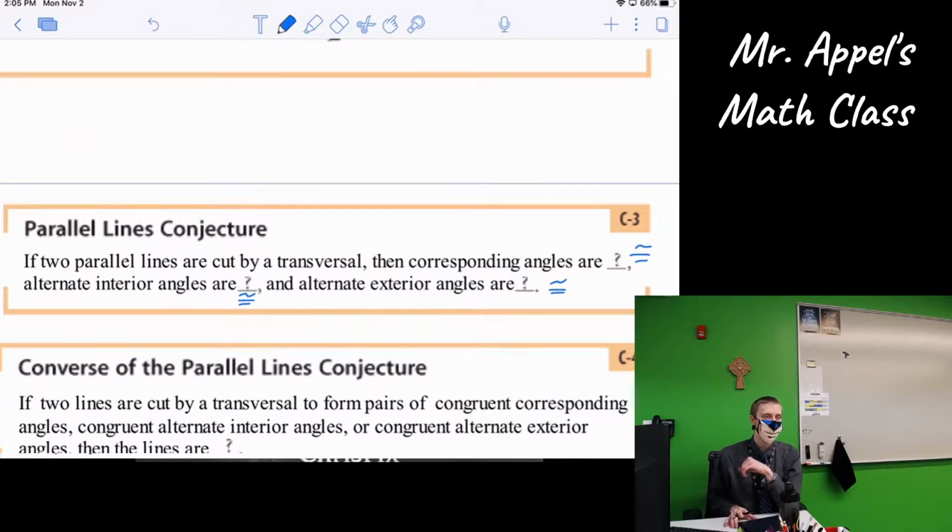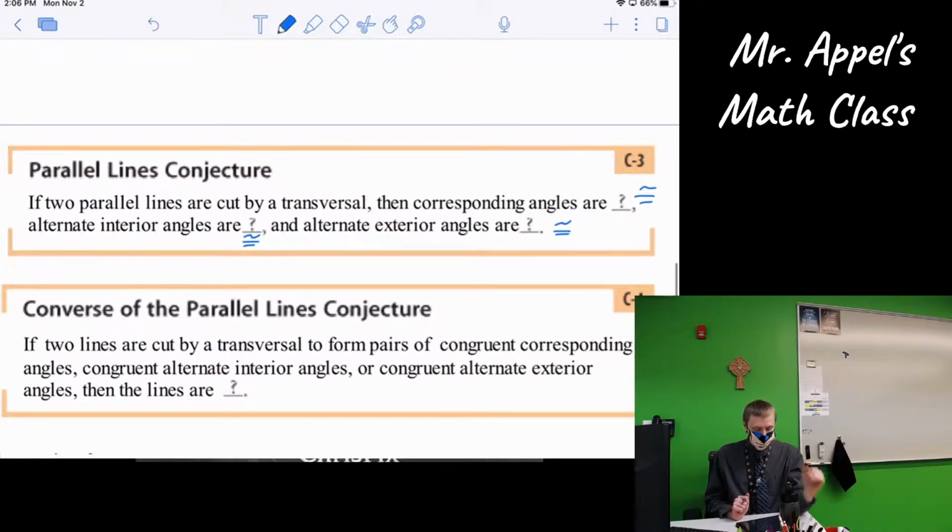All of those will be congruent if the two lines are parallel. And only if the two lines are parallel. If they're not parallel, you know for certain they are not parallel, then you also know for certain those angles will not be congruent. So this is a case where the converse is also true.